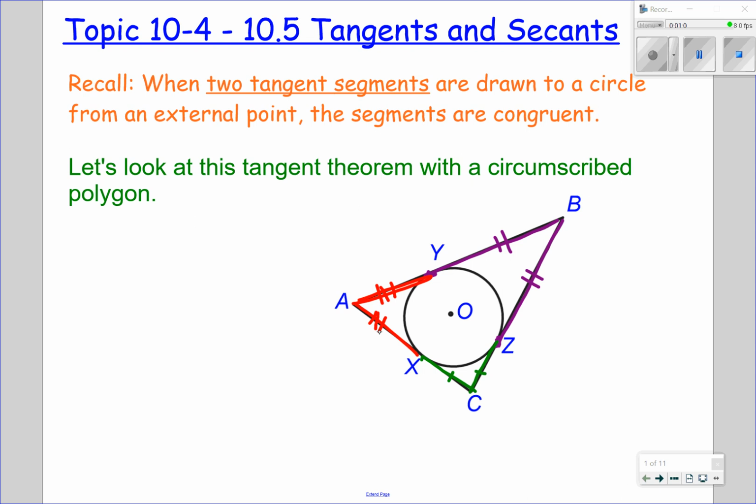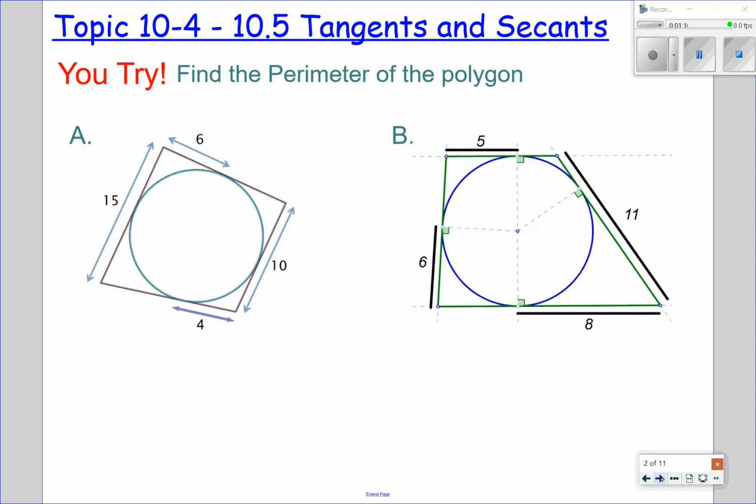So we're going to be able to use these tangent lines to solve for different parts of the circle, and then also we could find perimeters of shapes and so forth. Let's look here. I'm going to go through part A for you, and then I'll give you a couple seconds to do part B. We have some markings here. You can assume that all of these lines are tangent to the circle, meaning that they touch the circle in one location. So if this piece is 6 right here, that means that this piece must also be 6 right here.